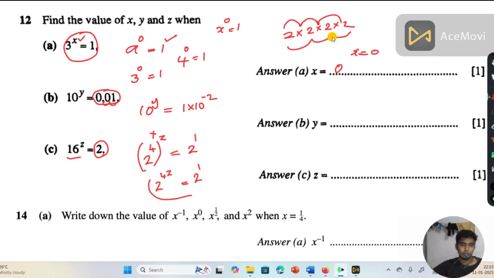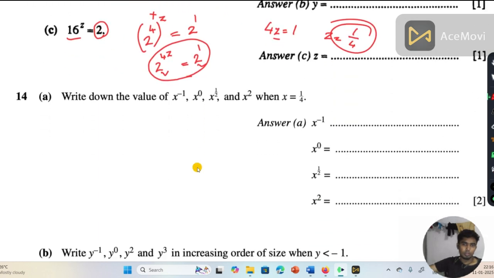Then from here, the base is 2 and this one here is also 2, so you can just write 4z equal to 1. From here you can find z. Since it is multiplied by 4, it becomes divided by 4, so z equal to 1 by 4 is the answer.